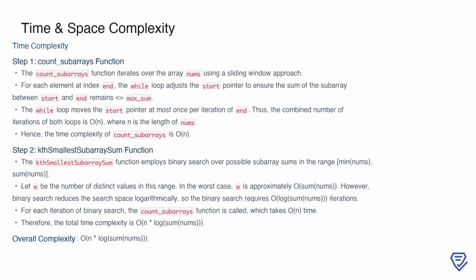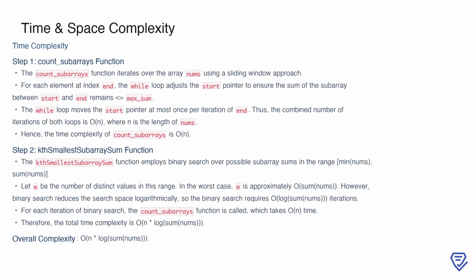To understand the time complexity, we start by analyzing the count_subarrays function. This function uses a sliding window approach to count subarrays with sums less than or equal to a given max_sum. For each element in the array, we adjust the start pointer to maintain the subarray's sum within the limit. Since the start pointer only moves forward and never backward, and the end pointer iterates through the array once, the combined iterations of both loops are linear. This gives the count_subarrays function a time complexity of O(n), where n is the length of the array.